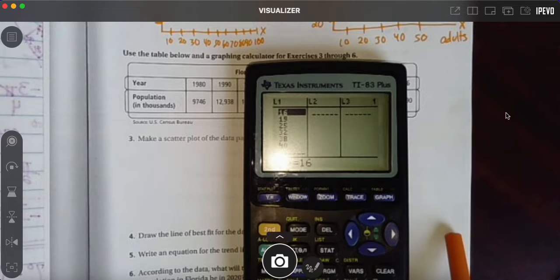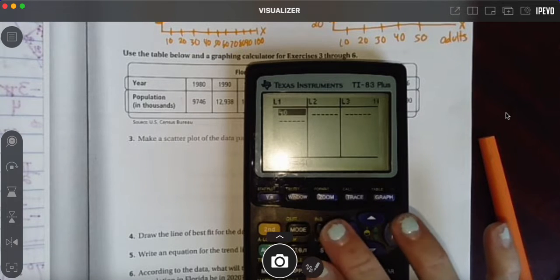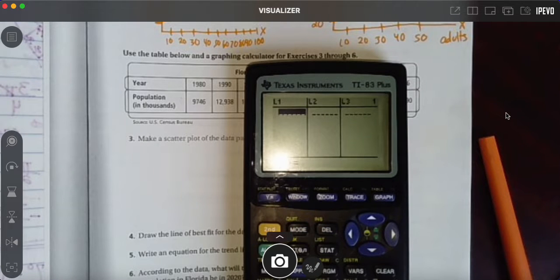Now, mine has data in there. You cannot press the clear button. You must press the delete button. Does anybody have data in there? Okay, yeah, so delete it. And if there's something in two lists, that's what the L stands for, list 1, list 2, then you need to delete it. Go over and delete both lists.